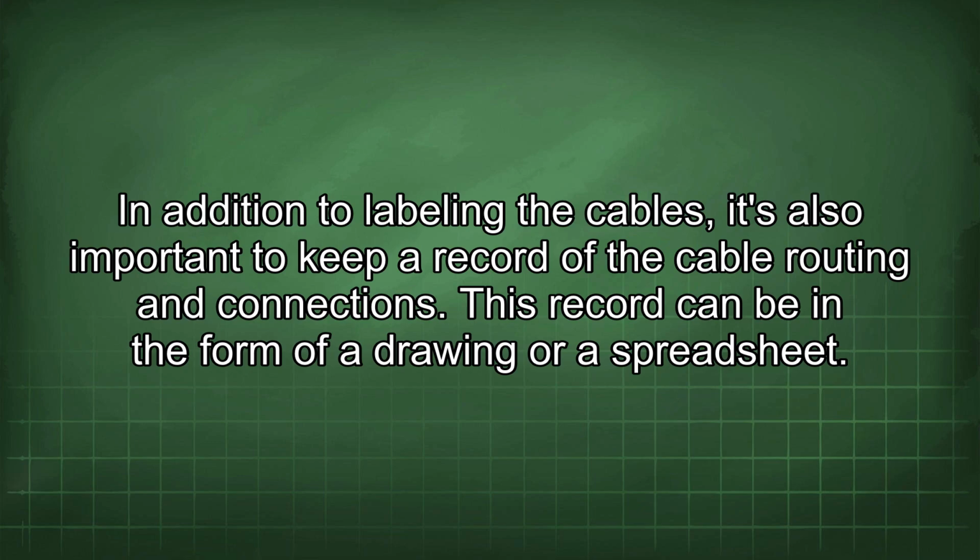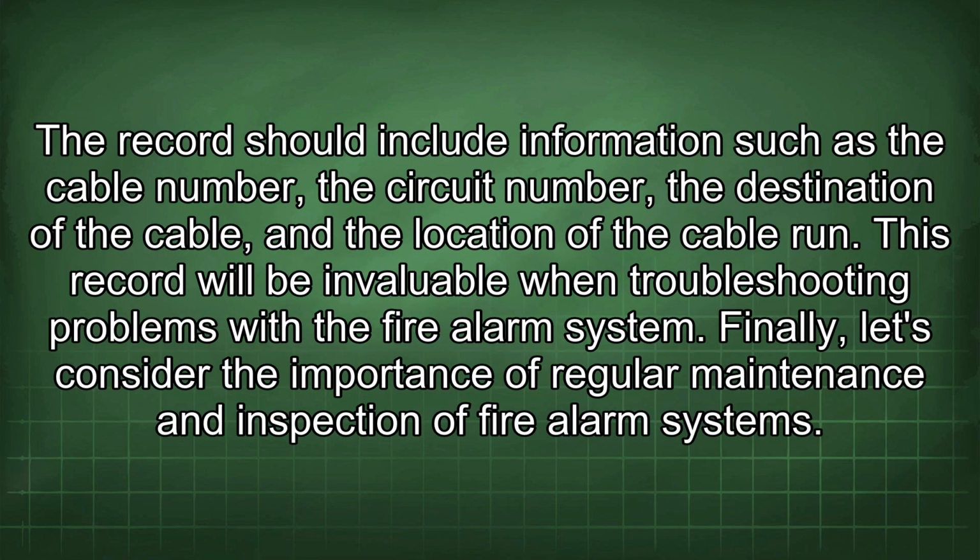In addition to labeling the cables, it's also important to keep a record of the cable routing and connections. This record can be in the form of a drawing or a spreadsheet. The record should include information such as the cable number, the circuit number, the destination of the cable, and the location of the cable run. This record will be invaluable when troubleshooting problems with the fire alarm system.